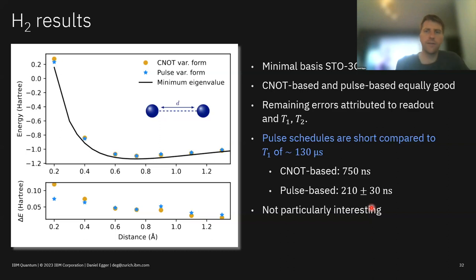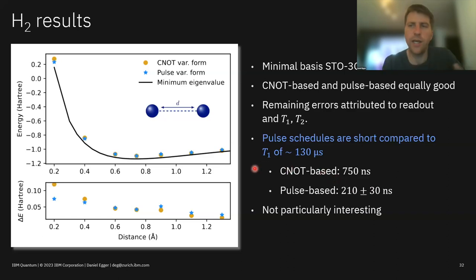So the first test is to do this on hydrogen. Hydrogen is sort of the hello world, if you want, of VQE. And here we saw that the pulse-based ansatz performs more or less the same as the CNOT-based variational form. The reason for that is simply because the schedules are actually quite short when compared to the T1 time. So the CNOT-based schedule lasts about 750 nanoseconds, and the pulse-based one lasts about 210 nanoseconds.